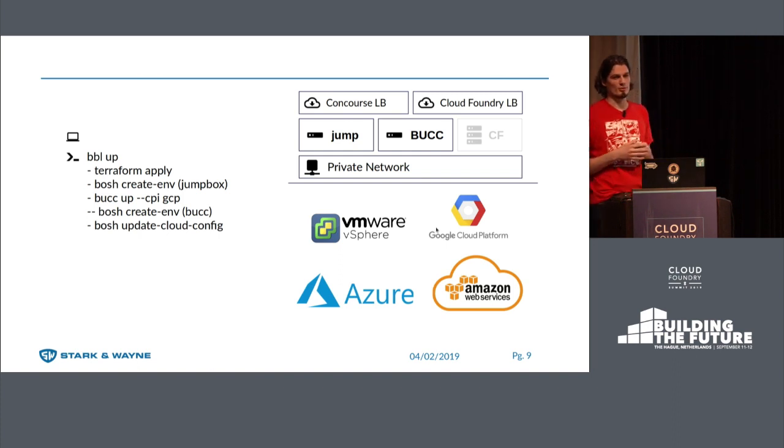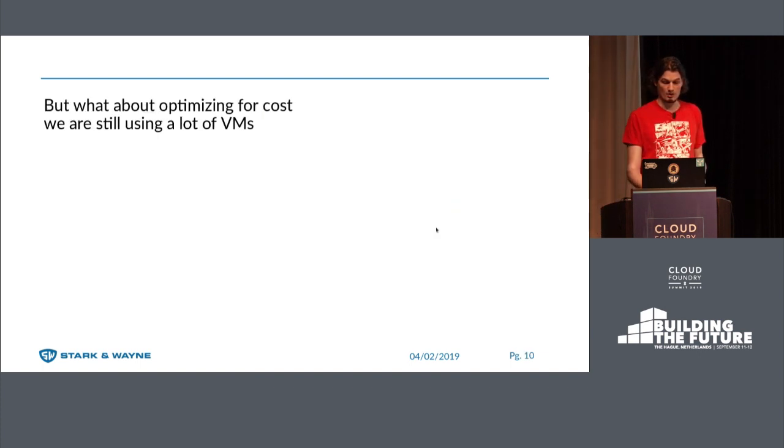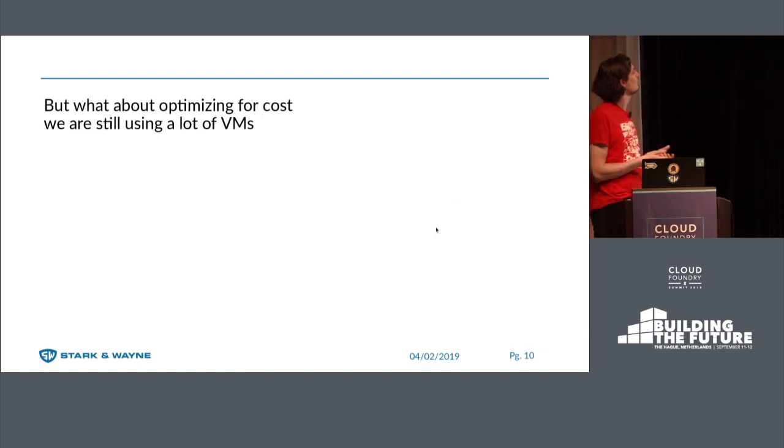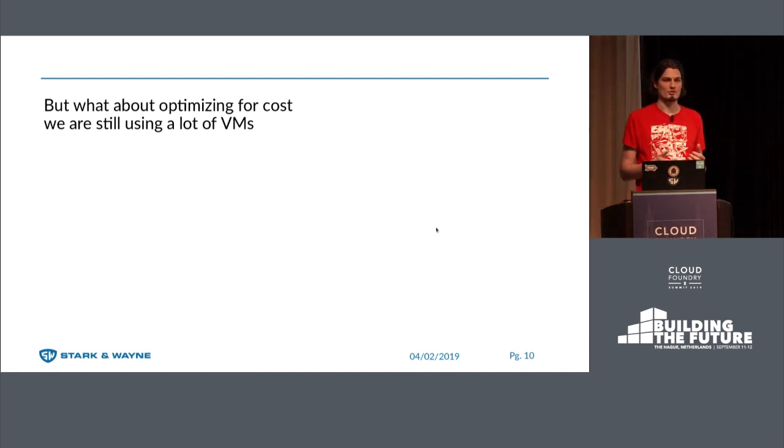And a nice feature of Bubble is that it will also update your cloud config, right? So at this point, you can directly start deploying your Cloud Foundry because BOSH has all the information it needs. So that's nice, actually. But what about, we want to optimize for cost, right? Because it's a smaller deployment, and this is creating actually quite a lot of VMs.